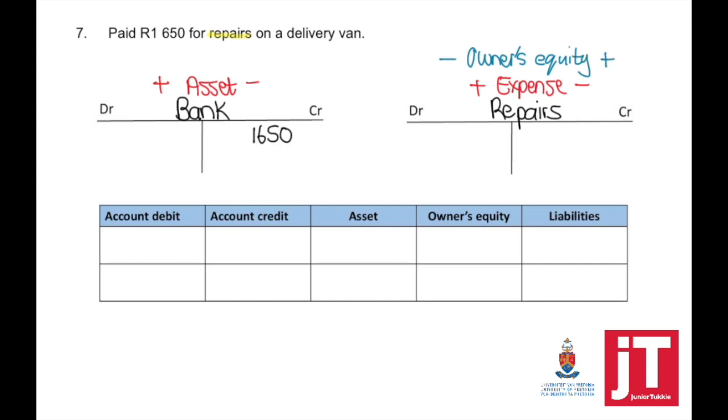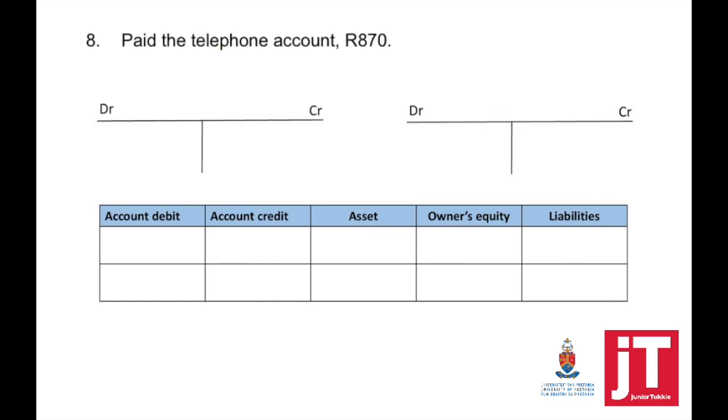When a payment is made, bank will be credited, which means your assets will decrease and our expense will increase on the debit side, but what effect does it have on the owner's equity? A negative effect. So account debited, repairs. Account credited, bank. Assets minus 1,650. Because our expense increase, it has a negative effect on the owner's equity, minus 1,650. Liabilities, 0.